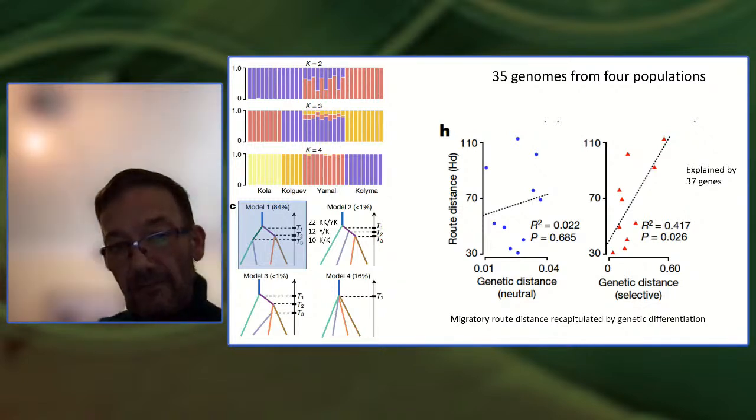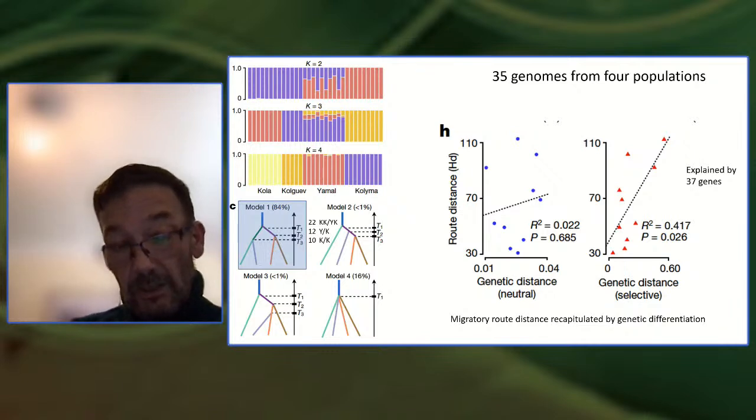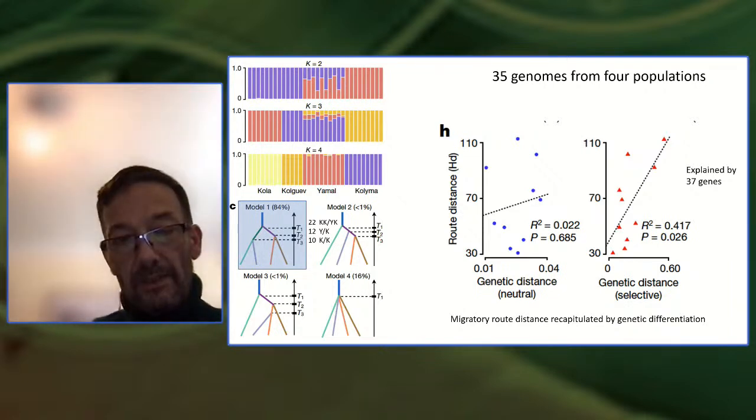And when we look at the genetic differentiation between individuals correlated against migratory pathway length, we can see that there's a huge difference in the relationship between migratory pathway length and genetic difference if we just use neutral markers, as opposed to the 37 genes that have high selection signatures associated with them, where the R squared goes from 0.02, non-significant, to 0.4 at a highly significant level. So clearly there is a subset of genes in the genomes of these birds which are acting very strongly to differentiate migratory behavior.